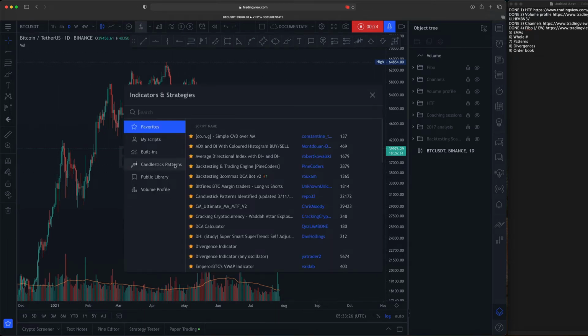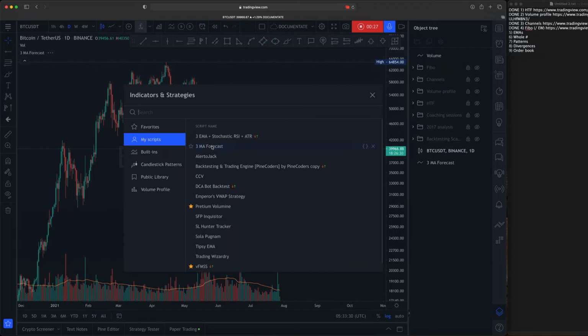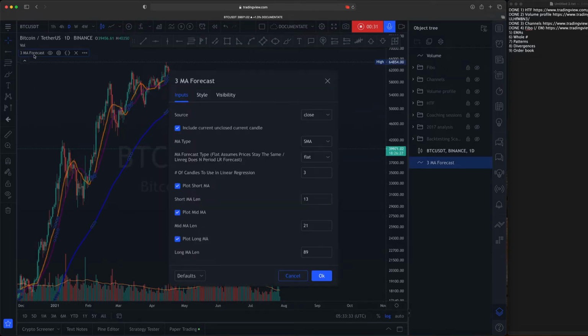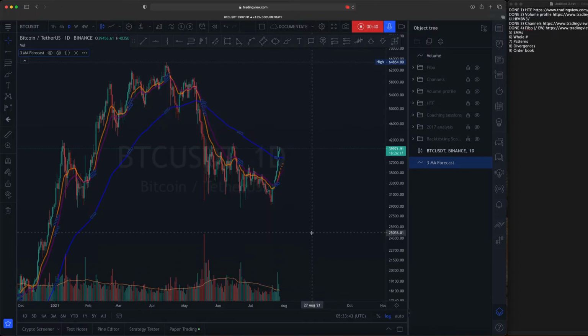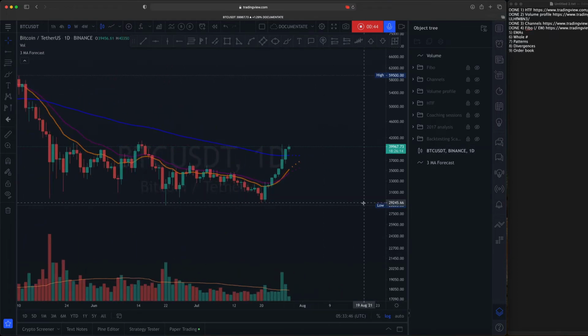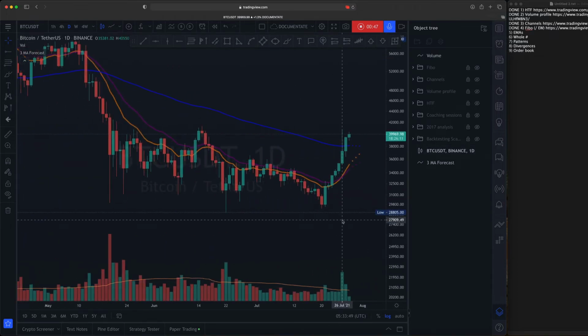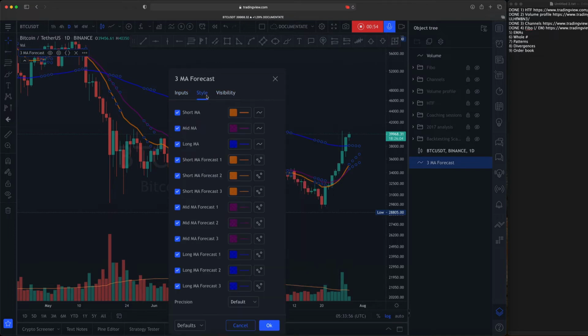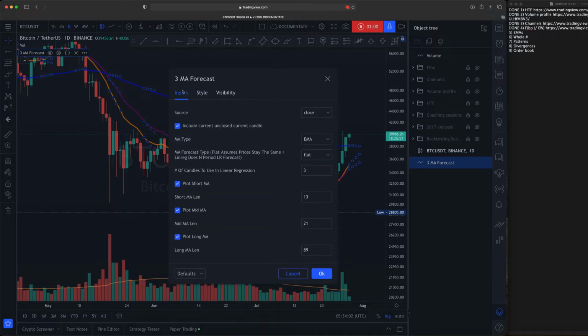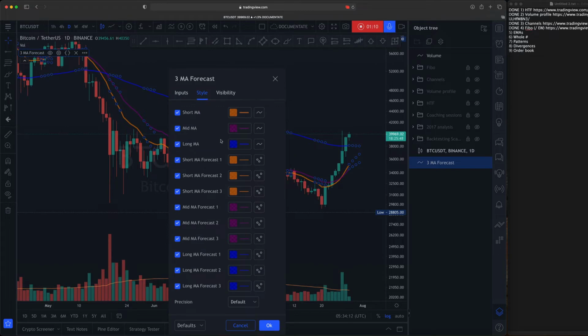I'm going to add an indicator. Let's add the 3 MA forecast. We are putting it on EMAs, and I'm using 13, 21 and 89 for daily and for 4 hours. And what do I see here? First I'm going to show you the style. The short EMA is orange, the mid is violet and the long is blue. So orange is 13, violet is 21, the mid, and 89 is blue.